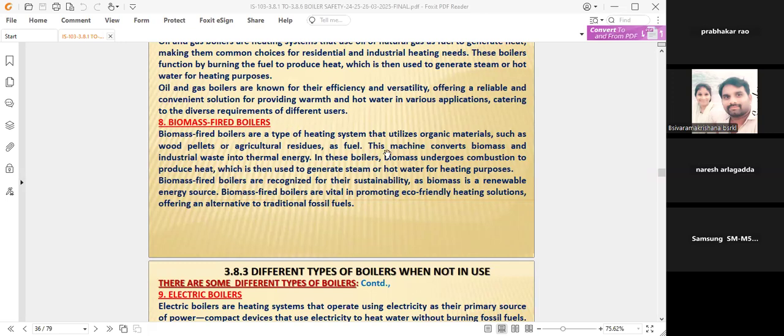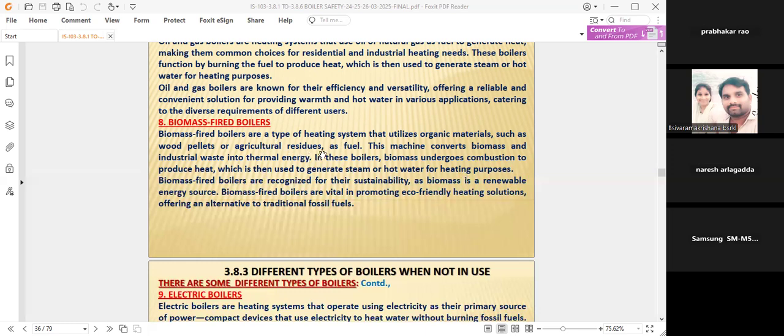We can say this machine converts biomass and industrial waste into thermal energy. That means either the biomass or the industrial waste, like waste heat recovery, generates heat into thermal energy having a temperature, and that heat is recovered. In these boilers, the biomass undergoes combustion. That means it is burning to produce heat, which is then used to generate steam or hot water for heating purposes.